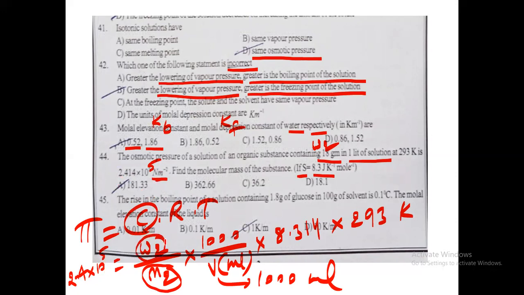Here W2 is 18 grams. So 18 by M2 into 1000 by 1000 ml into 8.314 into 293 Kelvin. This is M2 we have to calculate. So the M2 value is calculated as 181.3.